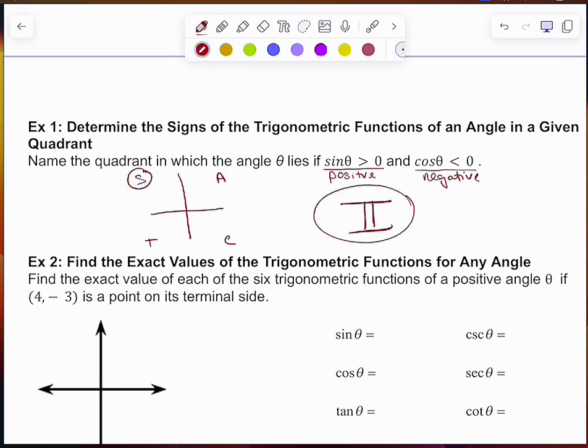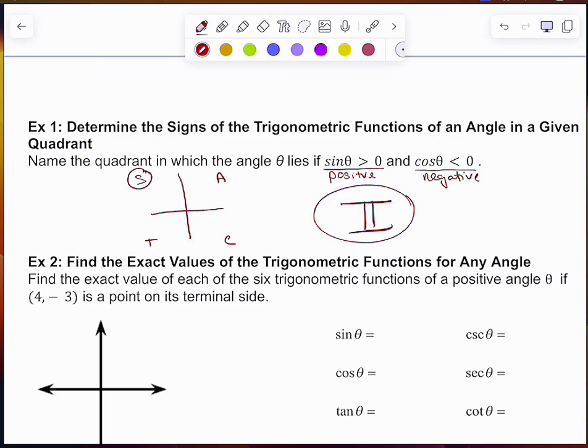Does that make sense? So if I give you that information, you should be able to figure out what quadrant. If I just told you that sine is positive, what are your options? 2 and 1. What if I told you that tangent is positive? 1 and tangent is positive in 3. So it'd be 1 and 3.